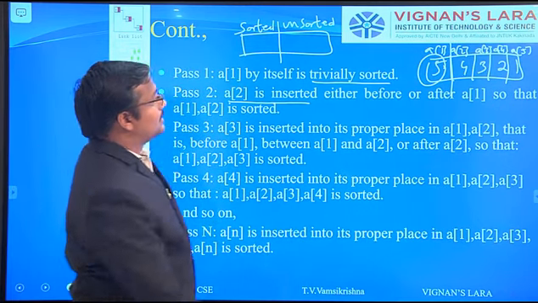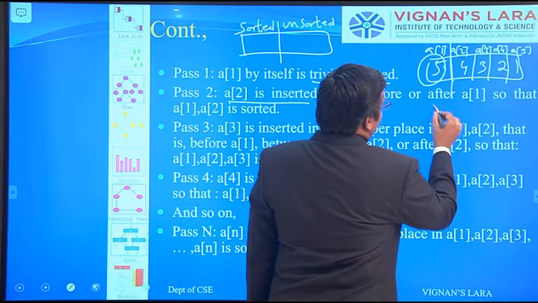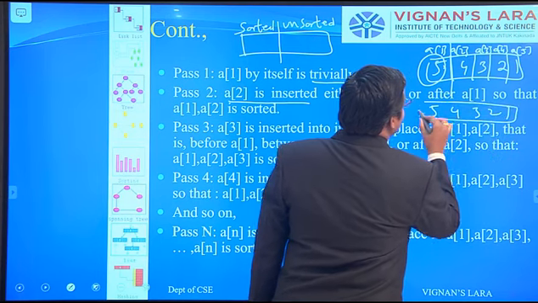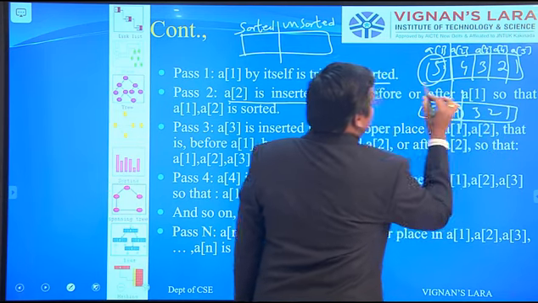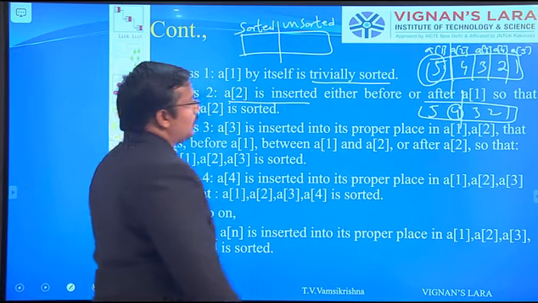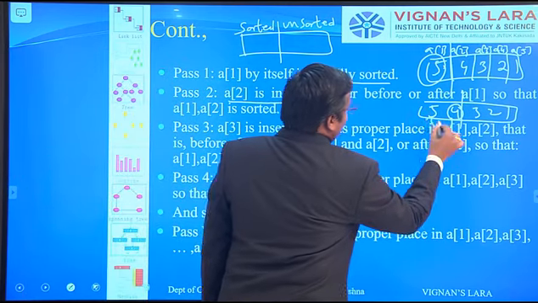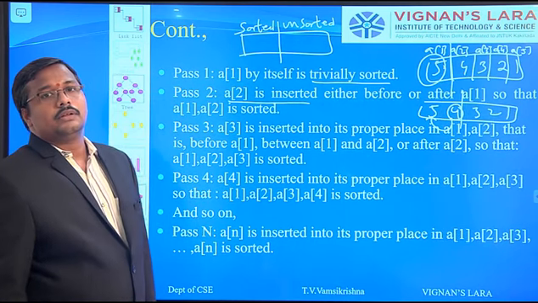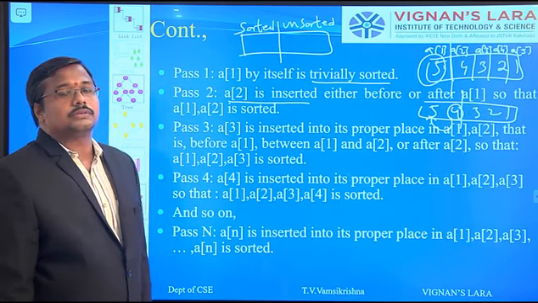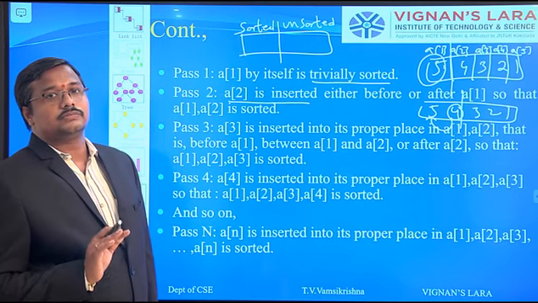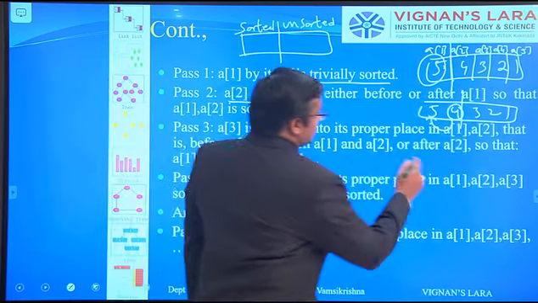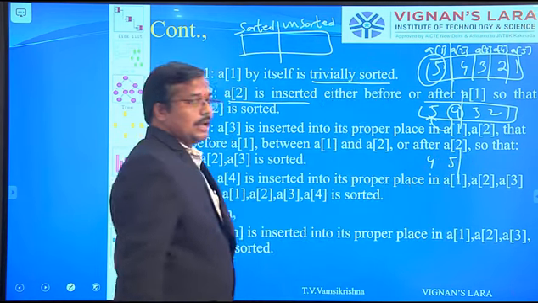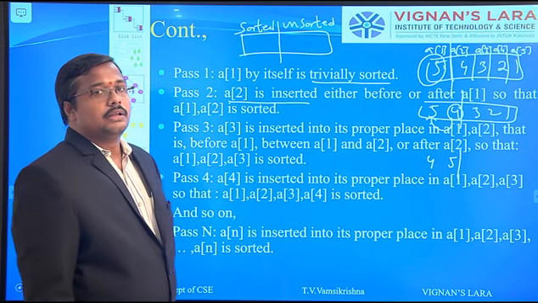In the second pass, we take 4, and 4 is compared with 5. Whether it is in the right order or not, it is not in the right order. What happens? So 4, 5. This is what happens.